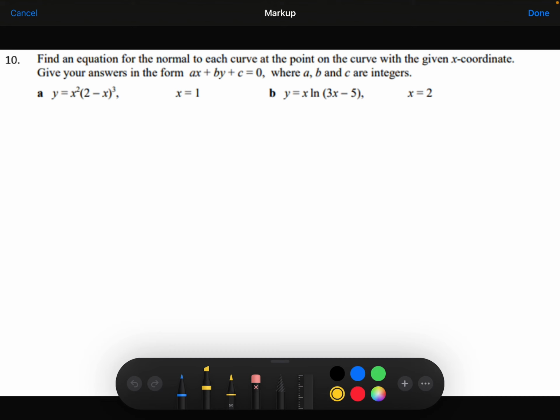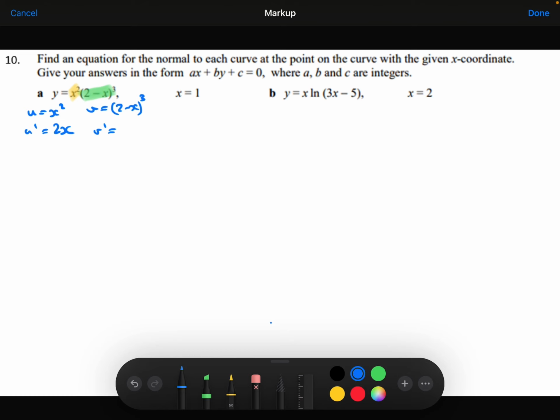So y equals x squared times the 2 minus x to the power 3. We're going to have to use product rule. So u is x squared, v is 2 minus x cubed. So u dash, differentiating the x squared, I get 2x. V dash, so differentiating the 2 minus x cubed.